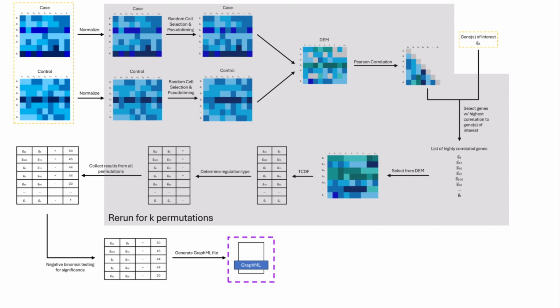The results from all of the permutations will be collected and then subjected to negative binomial testing. The negative binomial testing determines a cutoff value for which gene interaction pairings are considered significant and which ones are more likely due to background noise. Once it's done that, it will generate the GraphML file for you and present that to you as its final output.